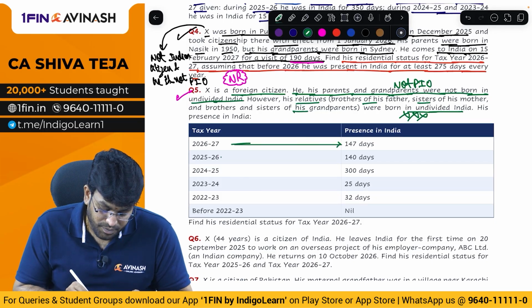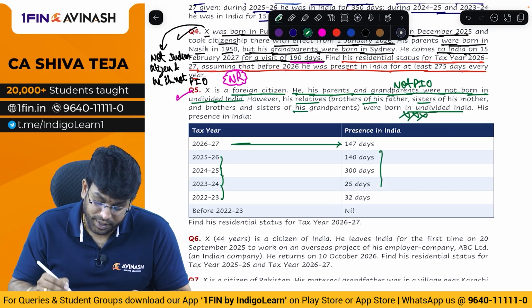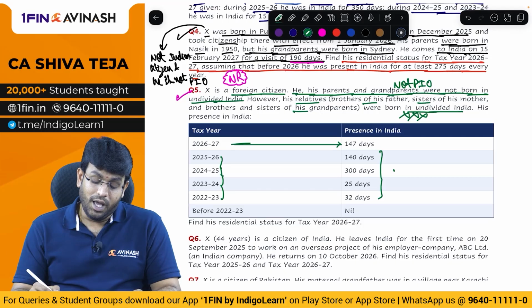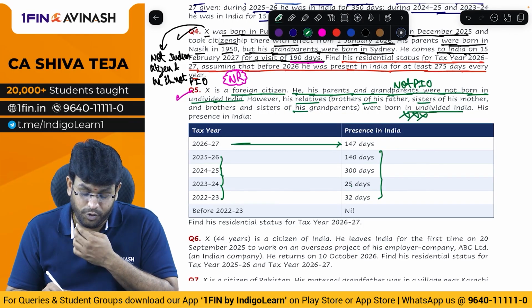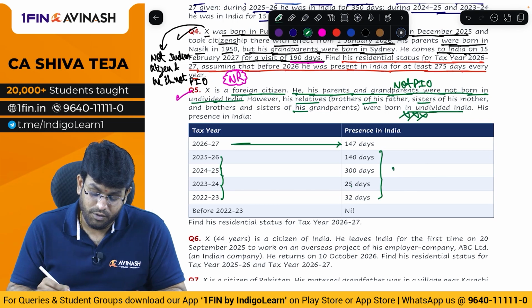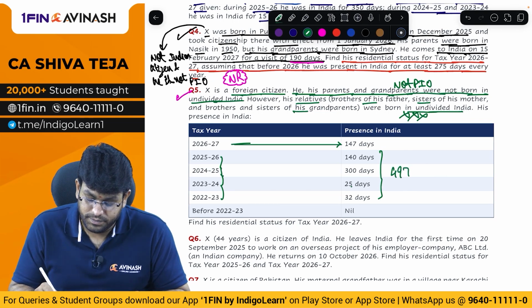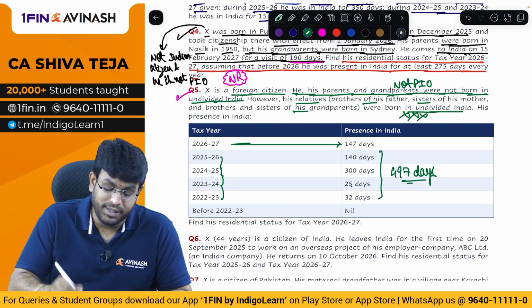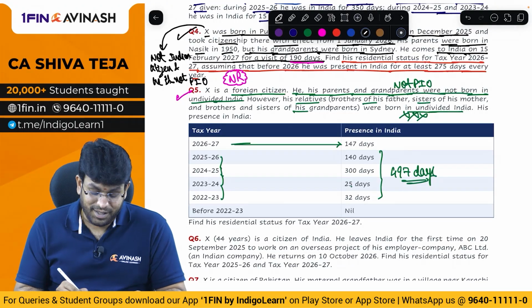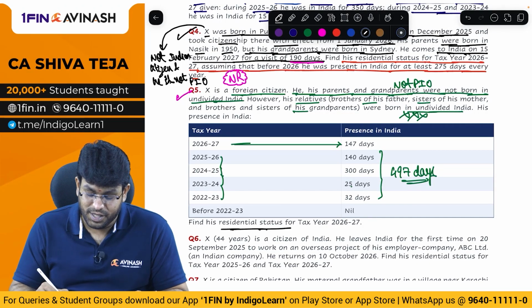Next. 1, 2, 3, 4. All 4 years put together, how many days is there? 140 plus 300 is how much? 440. 440 plus 25 is 465. 497 days. And they are asking the question, find out his residential status.